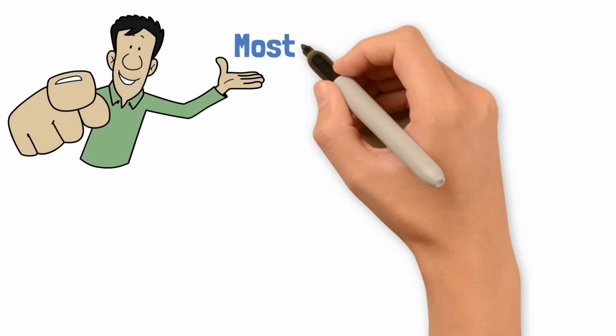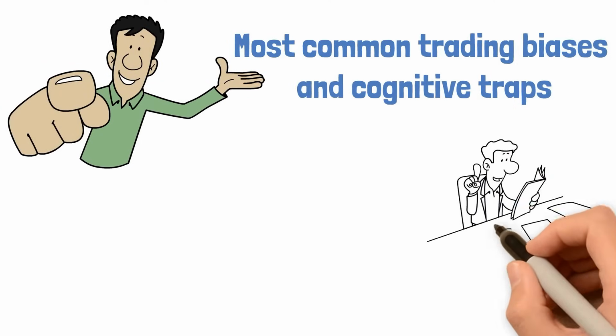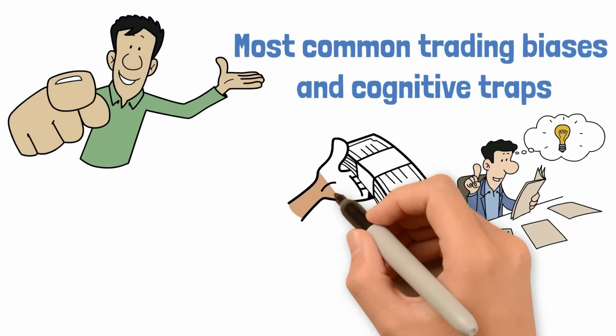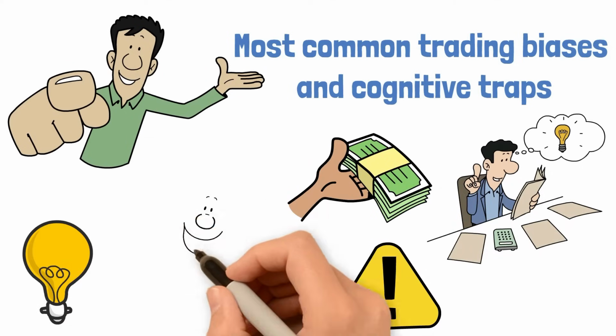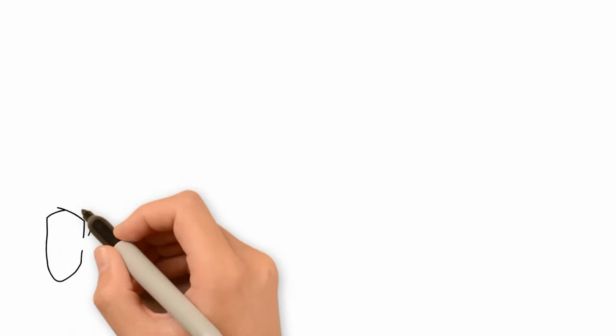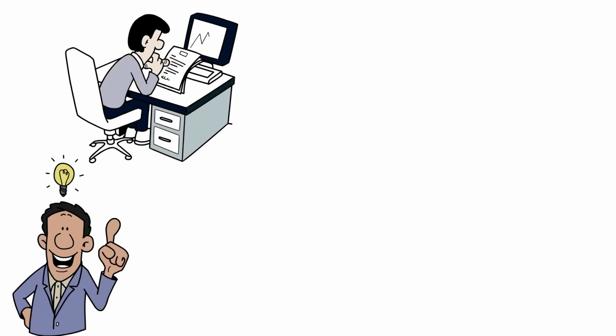In this video, we'll unveil the most common trading biases and cognitive traps that can derail your strategies and lead to costly and unnecessary mistakes. We'll also show you some easy tips on how to minimize them. By understanding and overcoming mental roadblocks, you'll make rational and unbiased trading decisions.